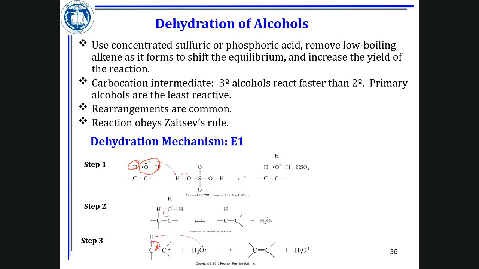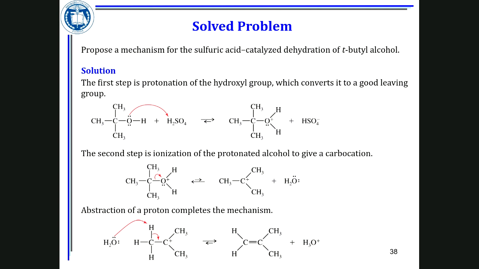The idea of anticoplanar is only for E2 mechanisms. For the E1 mechanism, because you have a carbocation forming already, you have an intermediate, so anticoplanar is not a question for E1. I just want to emphasize that. So when you are dealing with anticoplanar, that means you are dealing with the E2 mechanism, not the E1 mechanism.